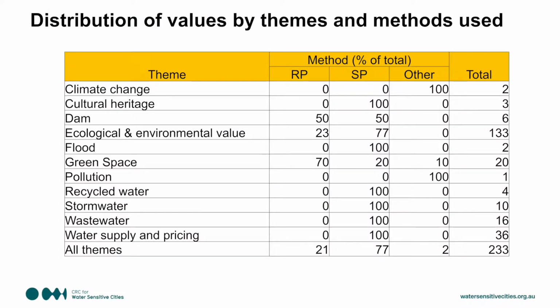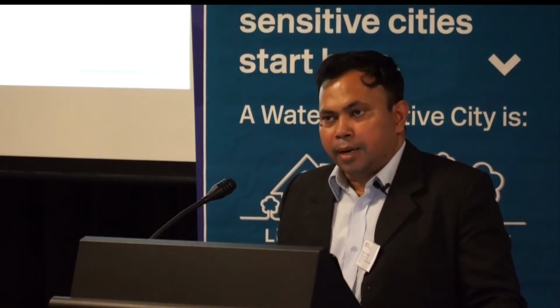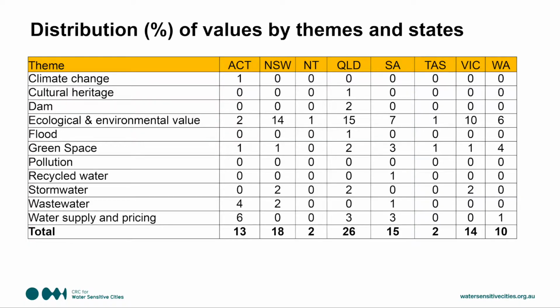Okay, so I'll not go into the methods because we have already covered that. In general, across all themes, stated preference has been used to generate around 77% of the values, and revealed preference around 21%. Distribution by state or location: we have most of the values from Queensland, around 26%, followed by New South Wales, South Australia and Victoria. So we have a more or less even distribution in terms of the states.